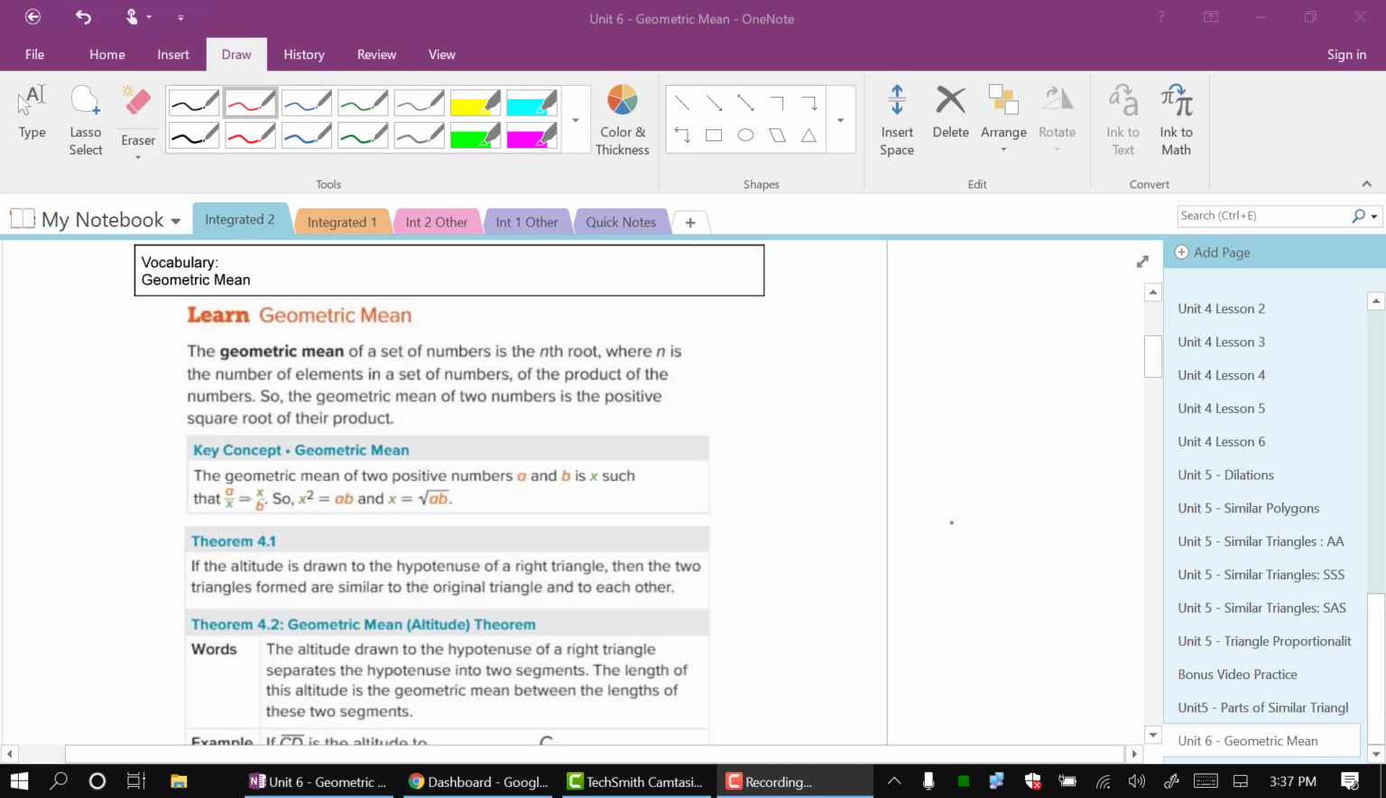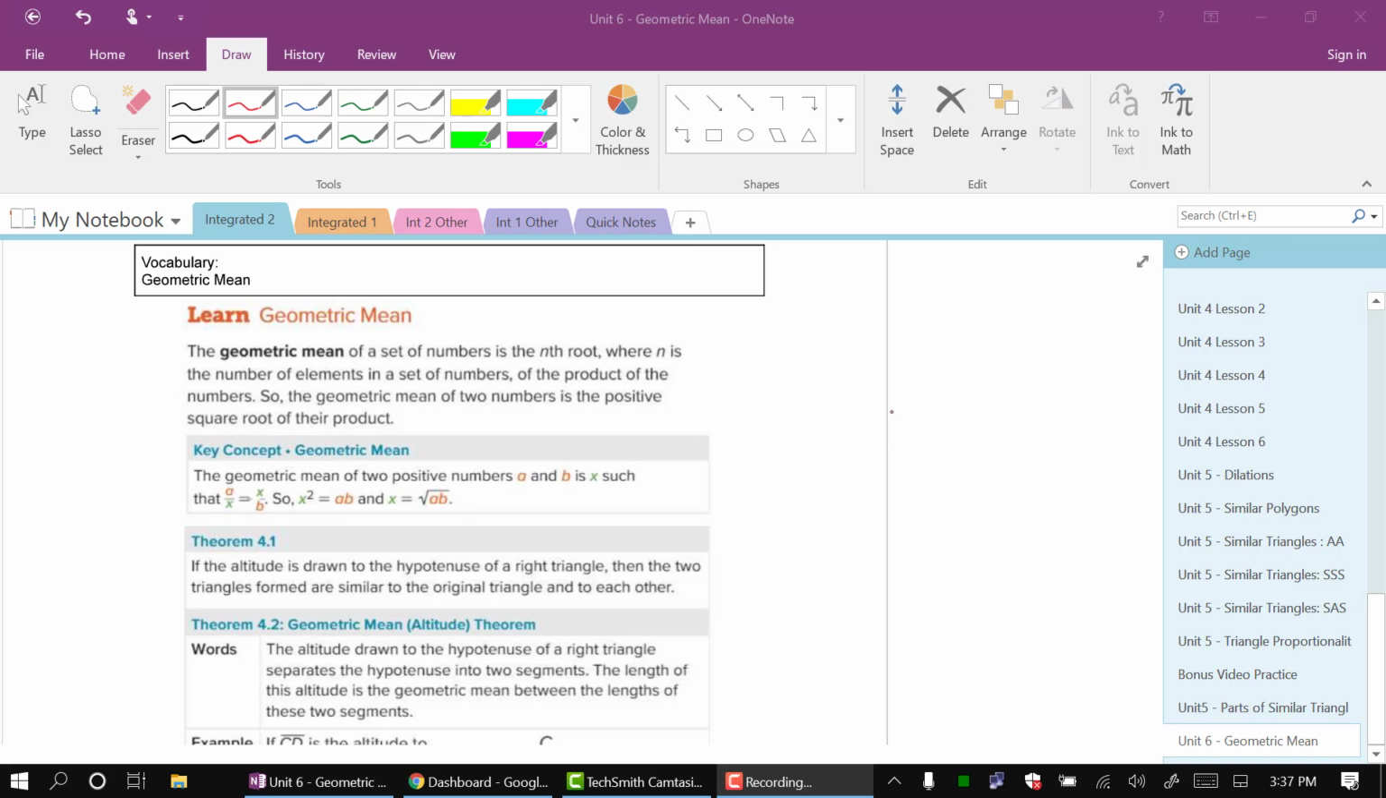So the geometric mean of a set of numbers is the nth root, where n is the number of elements in the set of numbers. So our key concept is the geometric mean of two positive numbers, a and b, is x such that a divided by x equals x divided by b. We can cross multiply that and get x squared equals ab. And we can take the square root of both sides, leaving us with x equals the square root of ab.